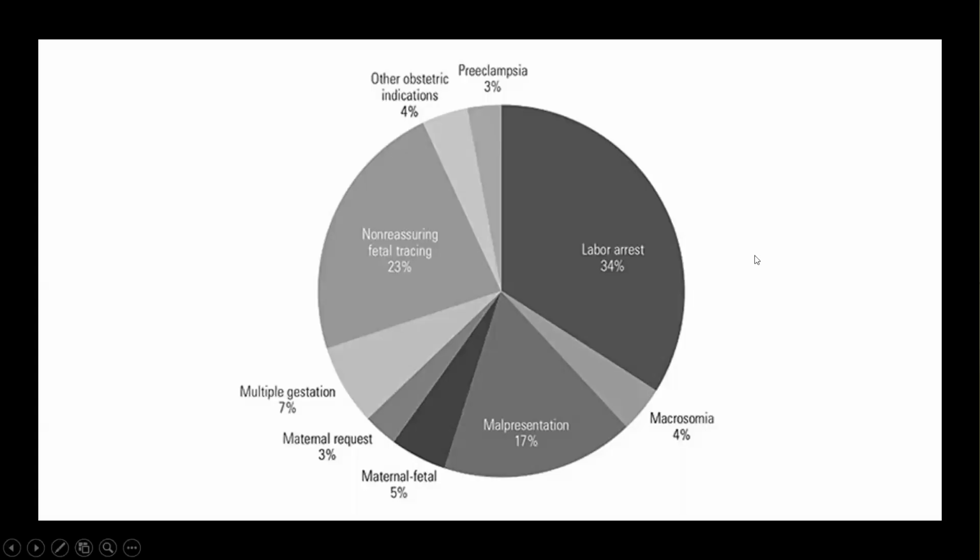Okay, so good labor management will decrease the C-sections that we're doing for those two reasons. Look at this one. 3% of the C-sections that we're doing are from maternal request. This is not a repeat C-section. This is a primary C-section. This is the first one.